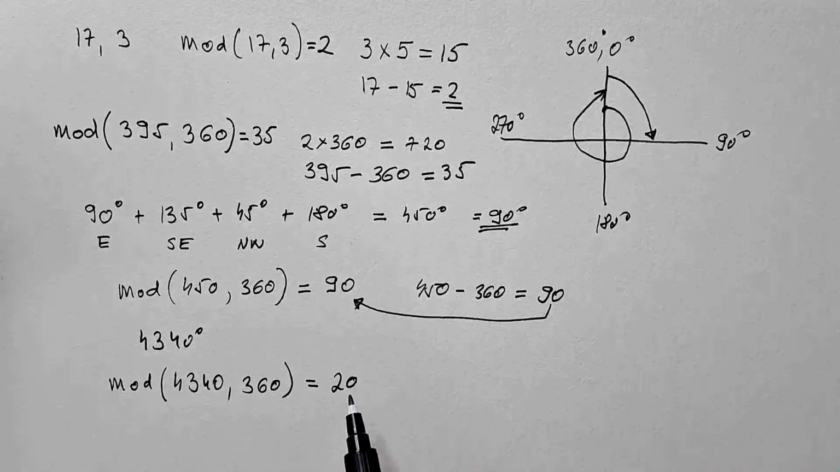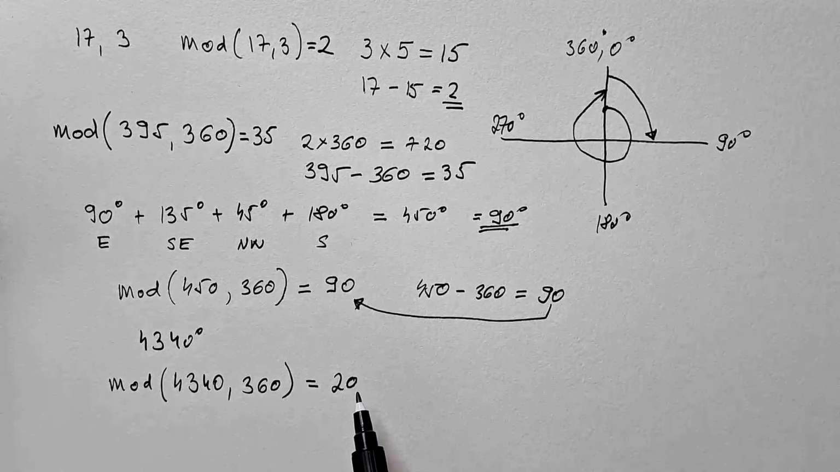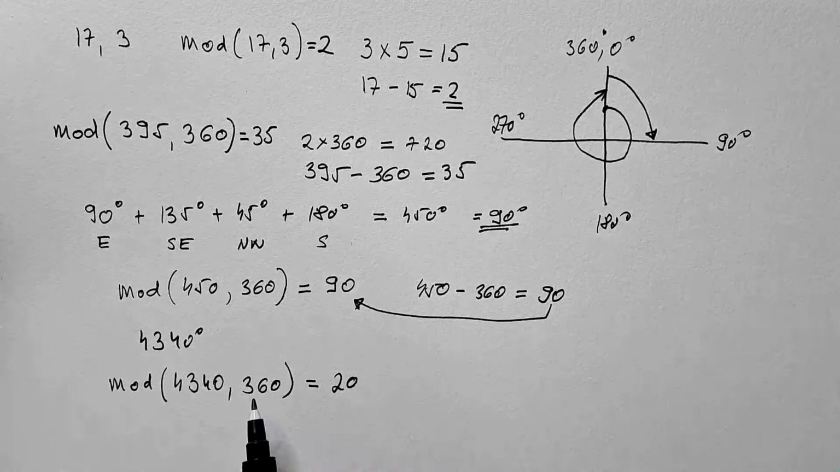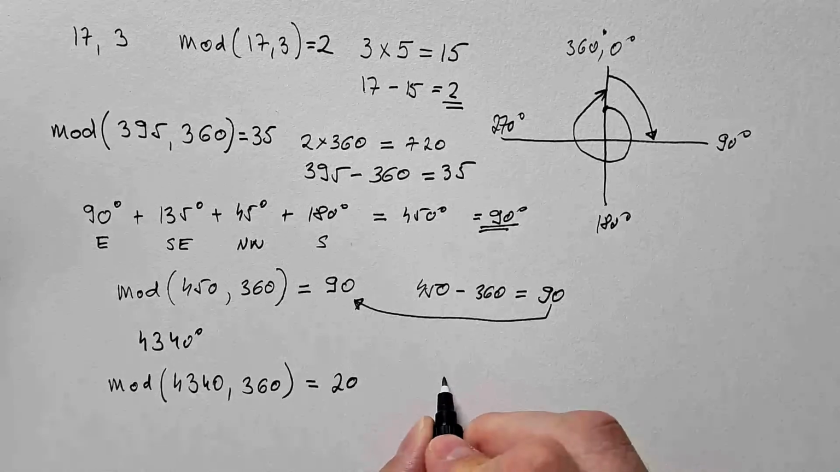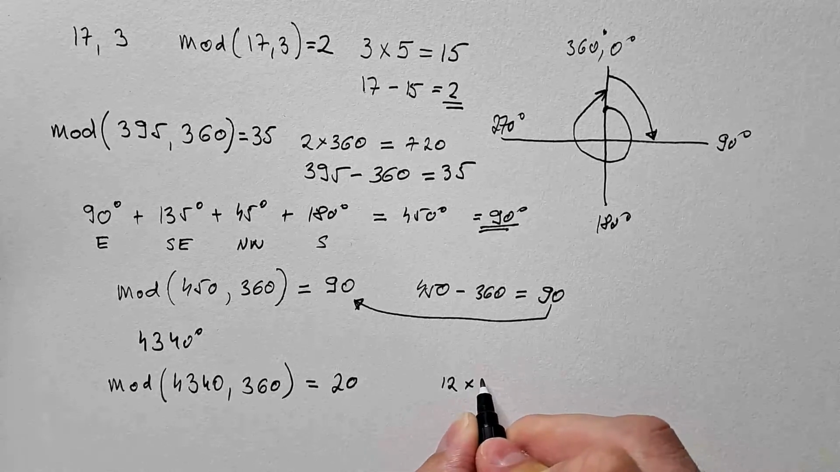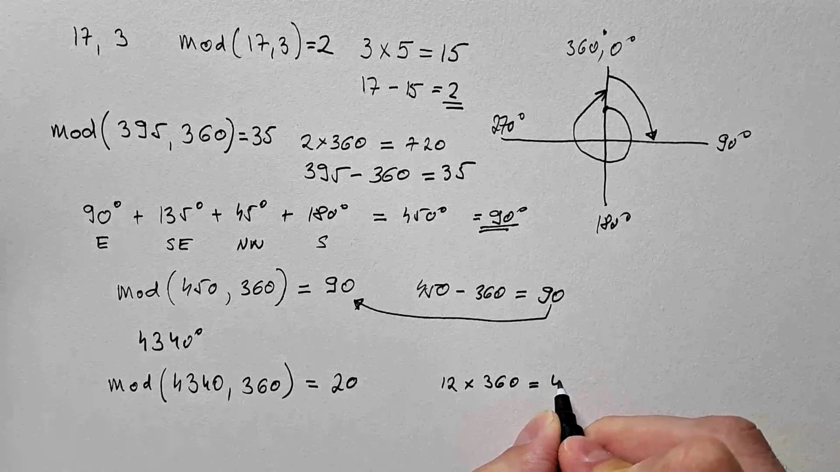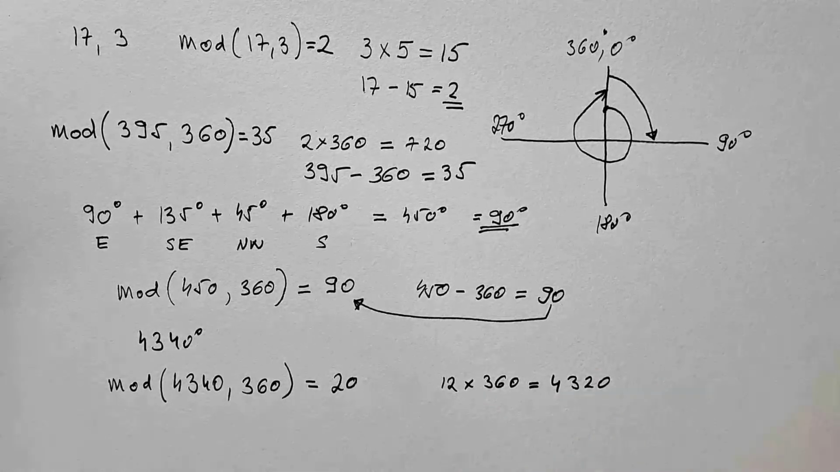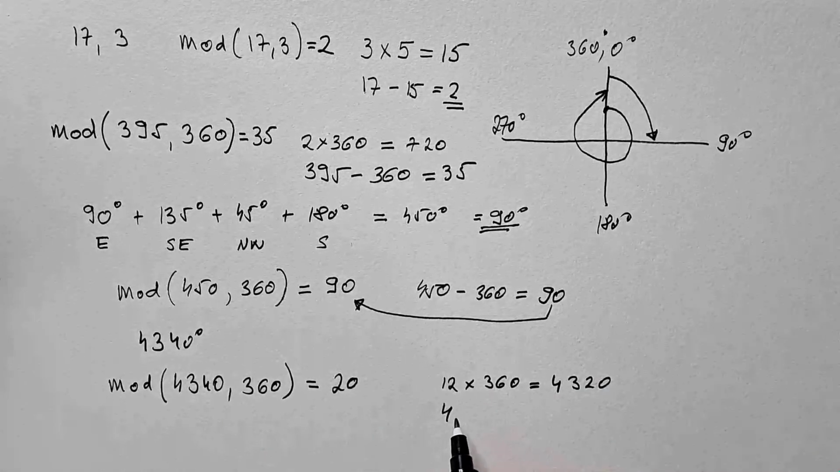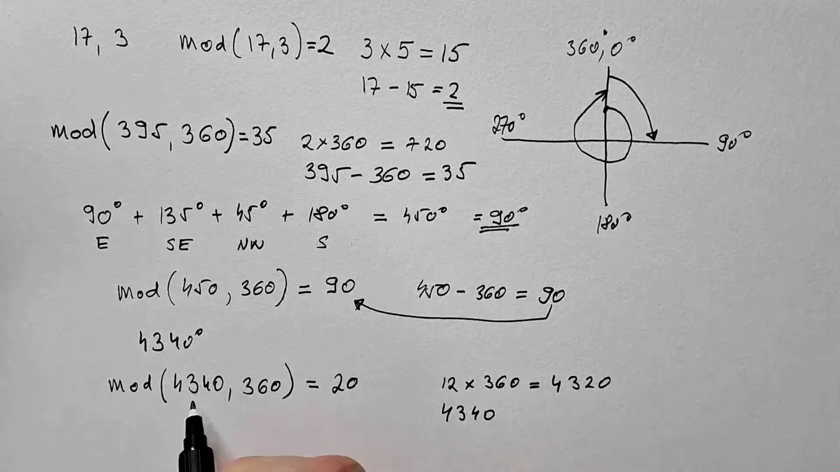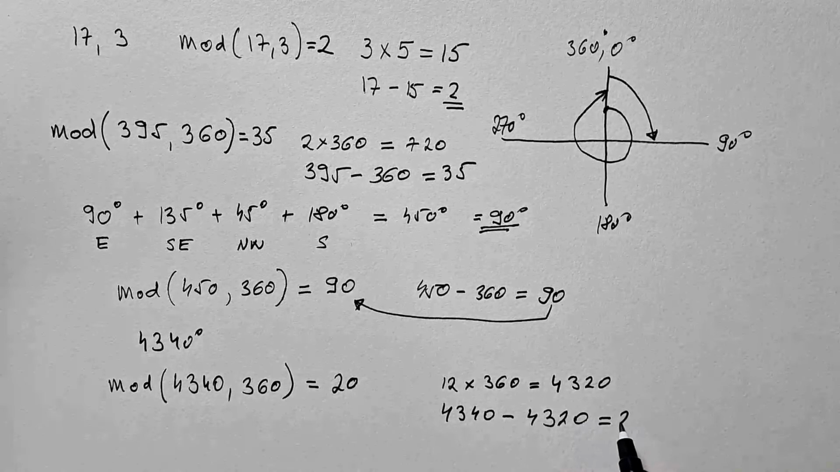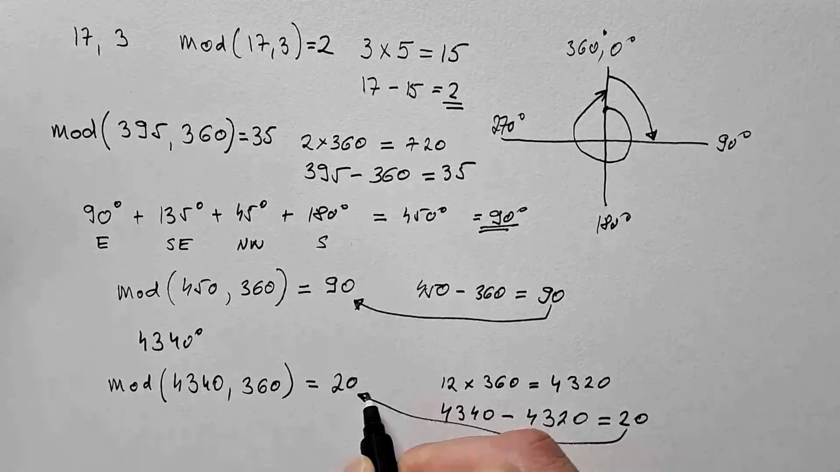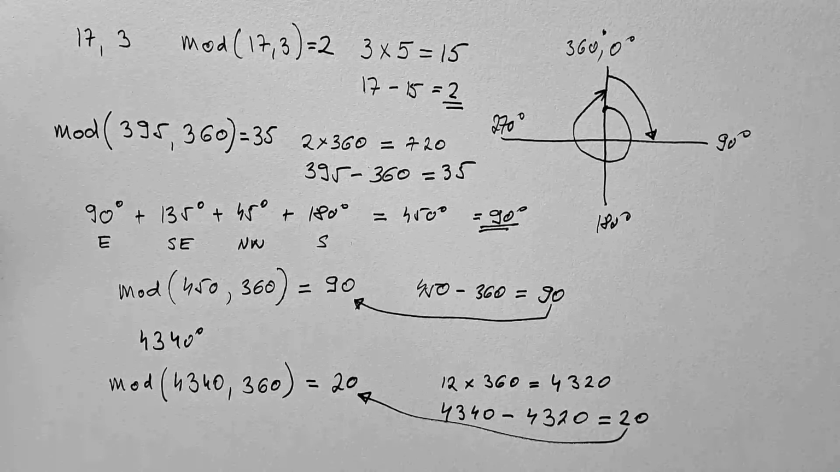How do we know it's 20 degrees? Well, we ask ourselves the question, how many times does 360 go into 4,340? The answer is 12 times, because 12 times 360 is equal to 4,320. And then the difference, 4,340 minus 4,320 is 20. And that's exactly the result that we obtained using modulo operation.